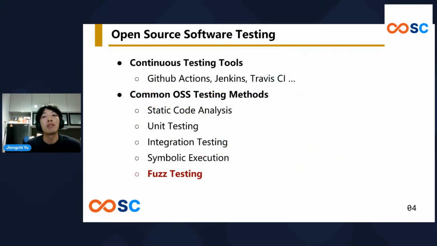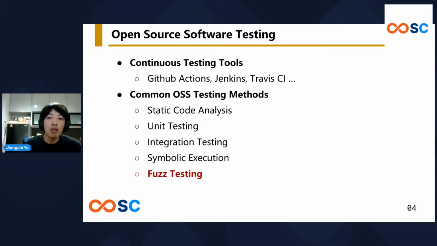To find these OSS vulnerabilities, there are many testing methods available to help developers. For example, many developers may be familiar with continuous integration tools like Jenkins, GitHub Actions, or Travis CI. These tools can run tests automatically online whenever changes are made to the code, as regression testing. This CI testing contains the traditional testing suites which developers usually run locally, such as static code analysis, unit testing, and integration testing. Some may also run symbolic execution or fuzz testing.